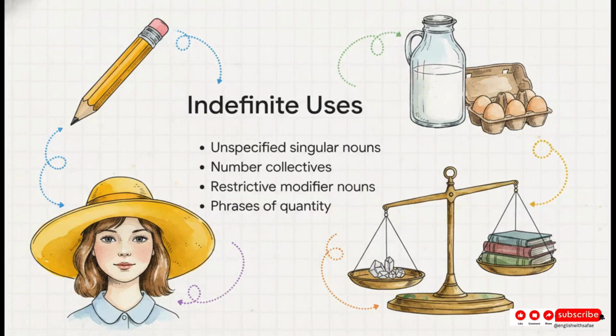But beyond just the starting sound, there are specific grammatical situations where you absolutely have to use these indefinite articles. First off, before unspecified singular nouns, like if you're asking to borrow a pencil. Literally any pencil will do. Second, before number collectives and certain numbers like a dozen or a gallon. Third, we use them before a singular noun that's followed by a restrictive modifier. For example, a girl who is wearing a yellow hat. You're introducing someone specific for the first time in the conversation. And lastly, we use them to form adverbial phrases of quantity, amount, or degree.